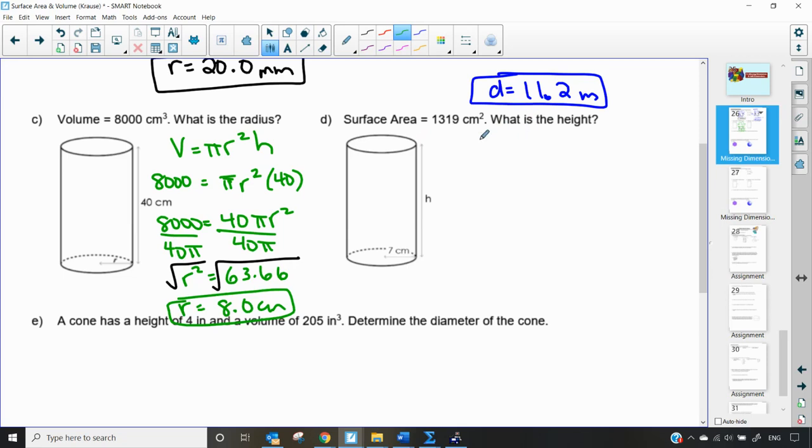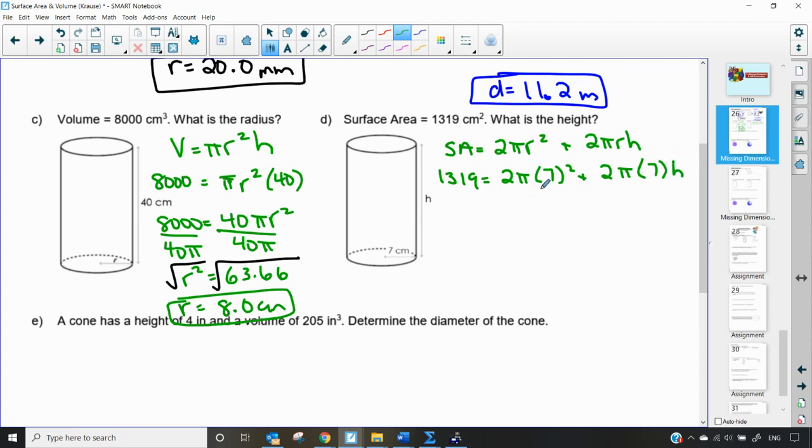All right, taking a look at the next one, we're told that the surface area is 1,319 centimeters squared, and we're asked for the height. Surface area of a cylinder is 2 pi r squared plus 2 pi r h. So we sub in what we know. We've got 1,319 as our surface area, 2 times pi times 7 squared, plus 2 times pi times 7 times h.